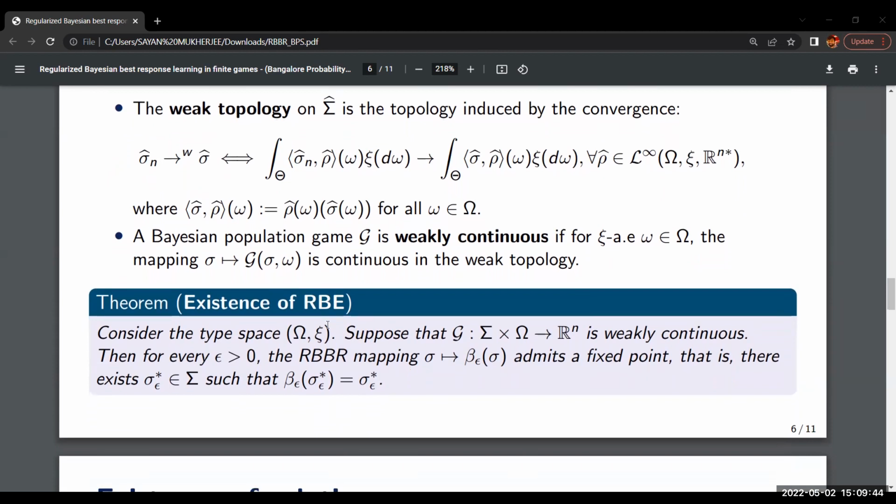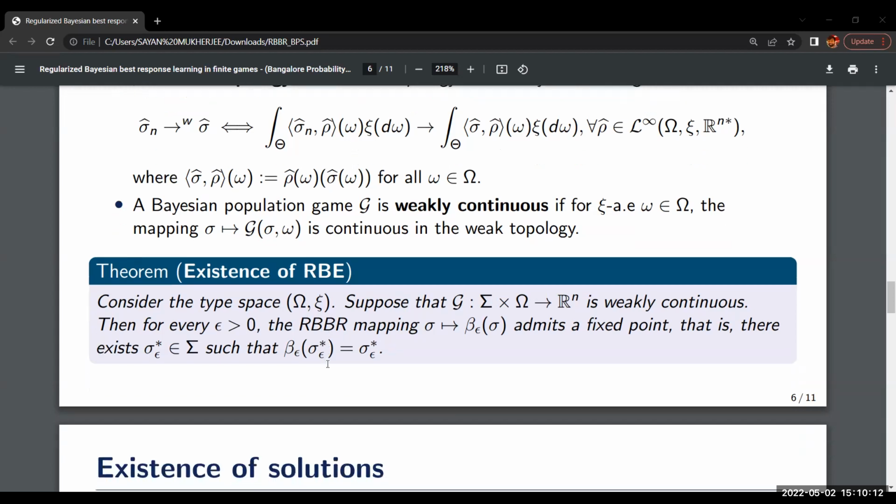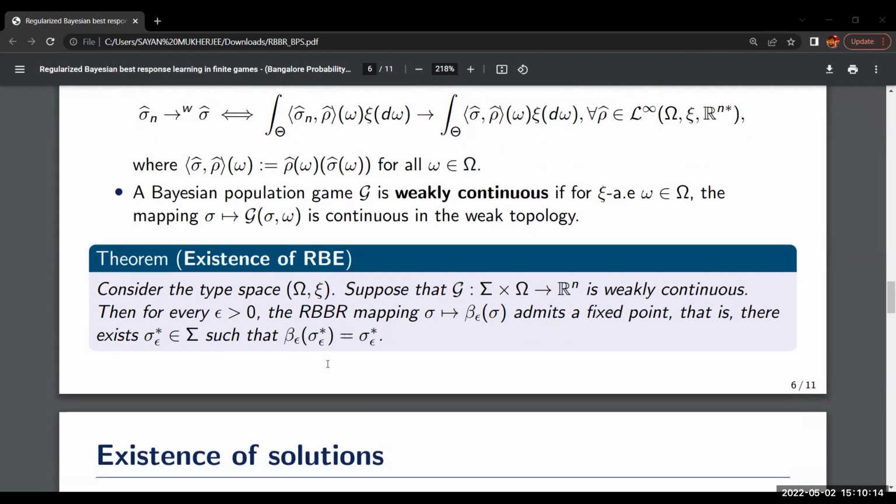And this then gives the existence result of the fixed point. So we consider the type space omega and xi, and suppose that G is weakly continuous. Then for every epsilon, the mapping sigma going to beta epsilon of sigma admits a fixed point. Basically we show that under this weak topology, the space of Bayesian strategies is compact, and then show that under the same topology, beta epsilon is continuous. And since sigma is a convex set, by using fixed point theorems, we will be able to show that a sigma star exists.